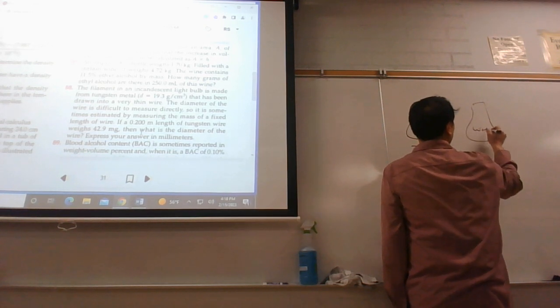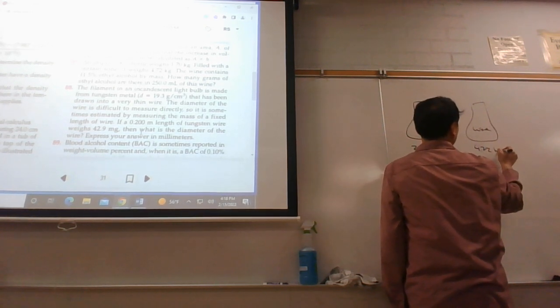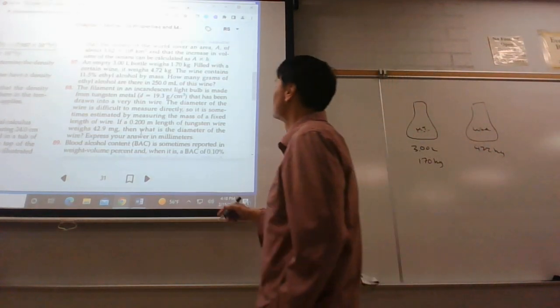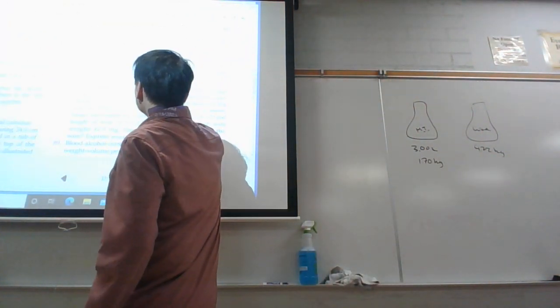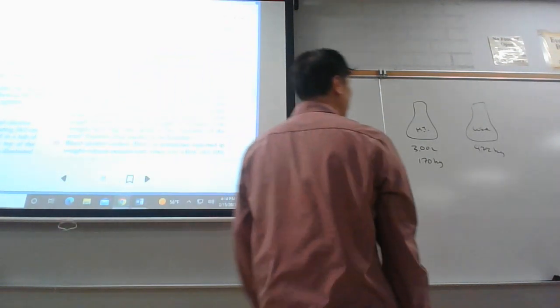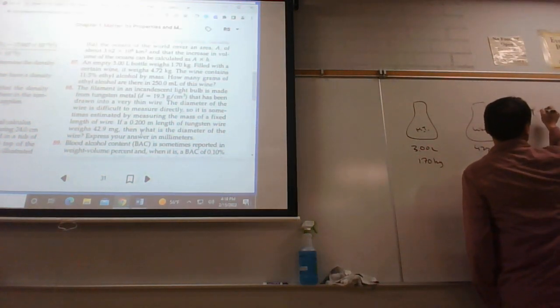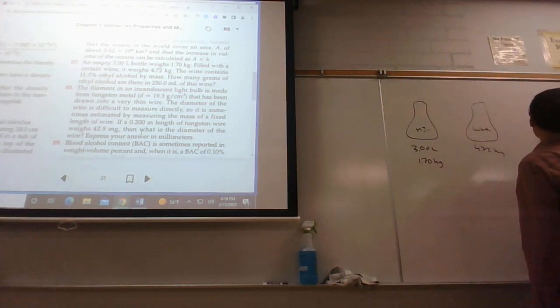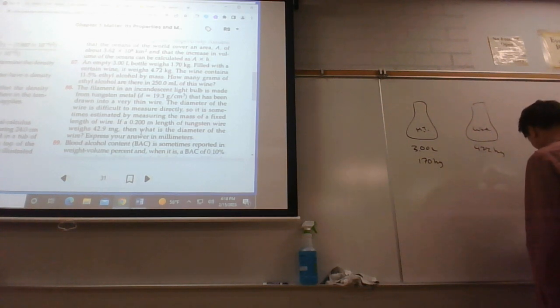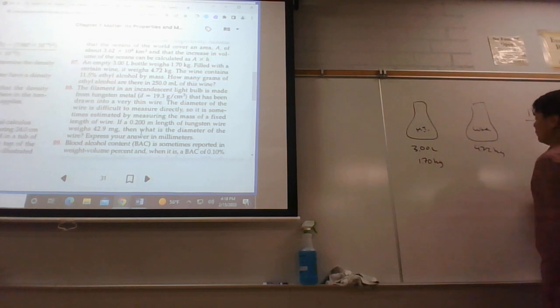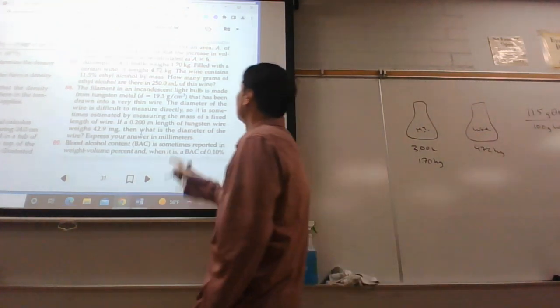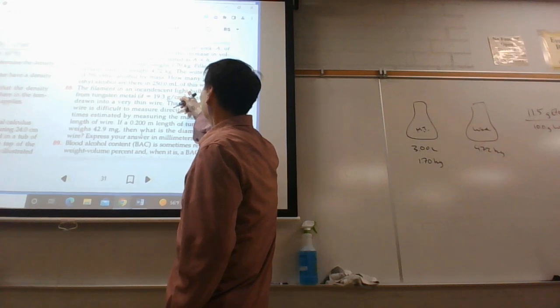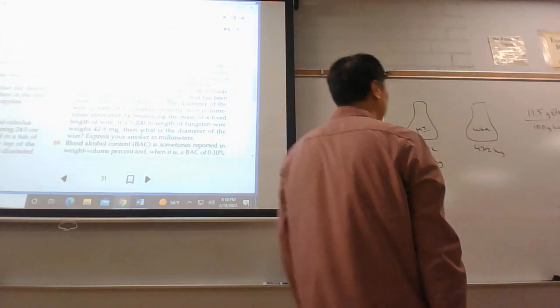So now we fill this with wine. It weighs 4.72 kilograms. The volume is 3.00 liters still. The wine contains 11.5% ethyl alcohol by mass. Ethyl alcohol and ethanol are the same thing. And so 11.5% means 11.5 grams of pure ethanol, EtOH, per 100 grams of wine. How many grams of ethyl alcohol are there in 250 milliliters of this wine?